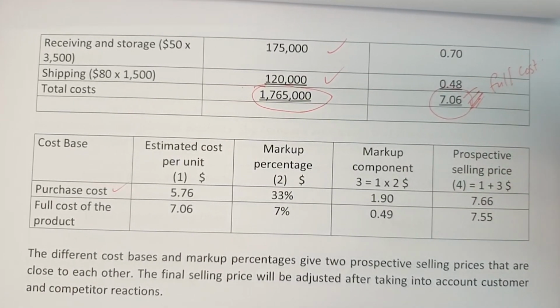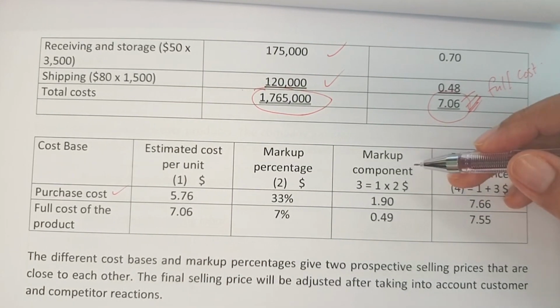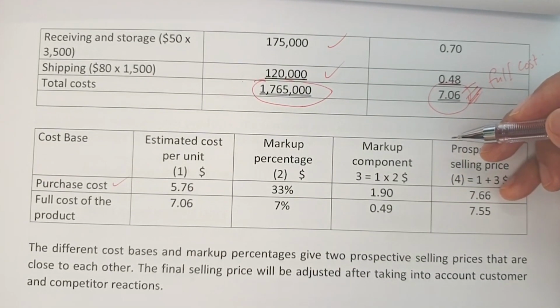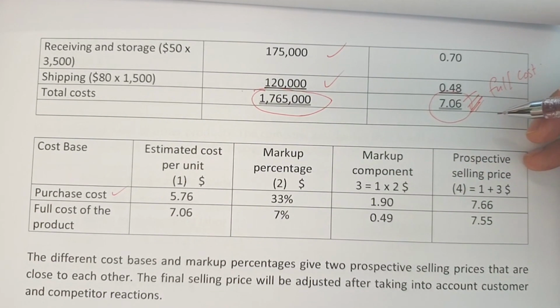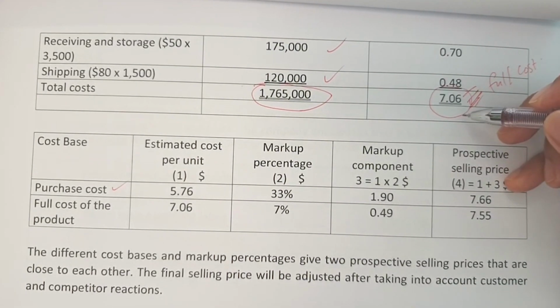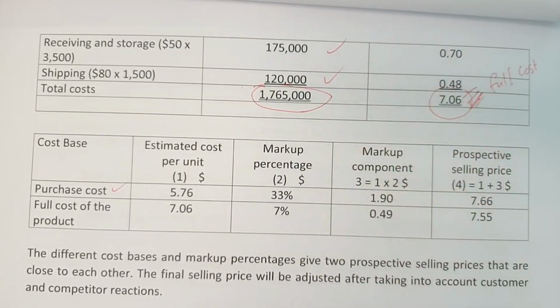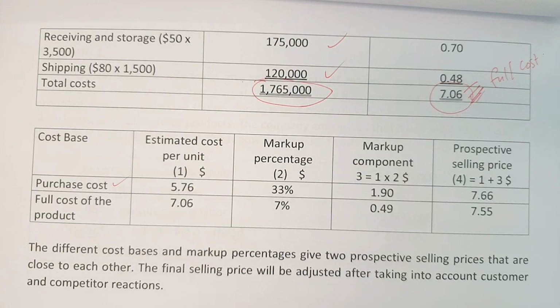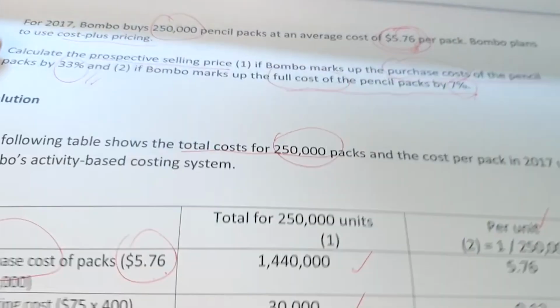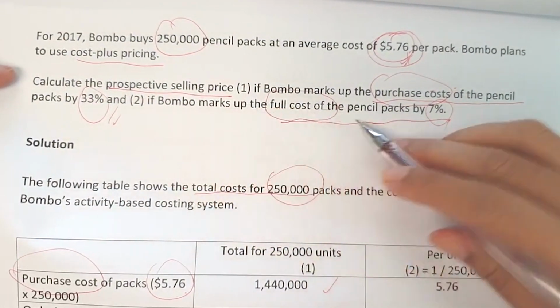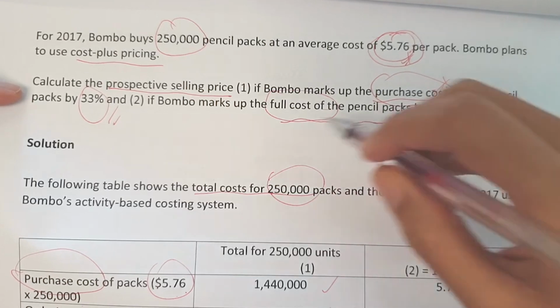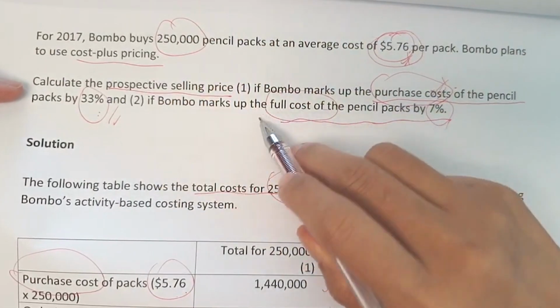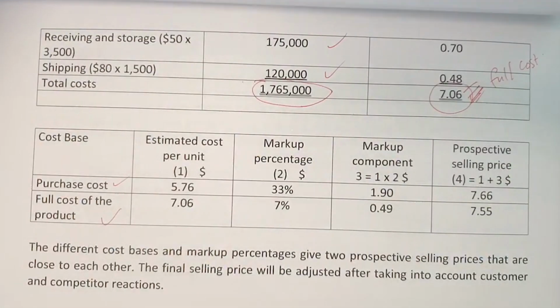Okay, because it considers the cost of purchasing as well as the cost of other related costs. Okay, indirect costs that have been used in the production of this pencil. Okay, so this is the full cost and this is the total cost incurred in the production of the products. Alright, now we are going to calculate the price. We already know that the information asks us to calculate the prospective price for the purchase cost of the pencil pack marked up by 33% and the full cost marked up by 7%.